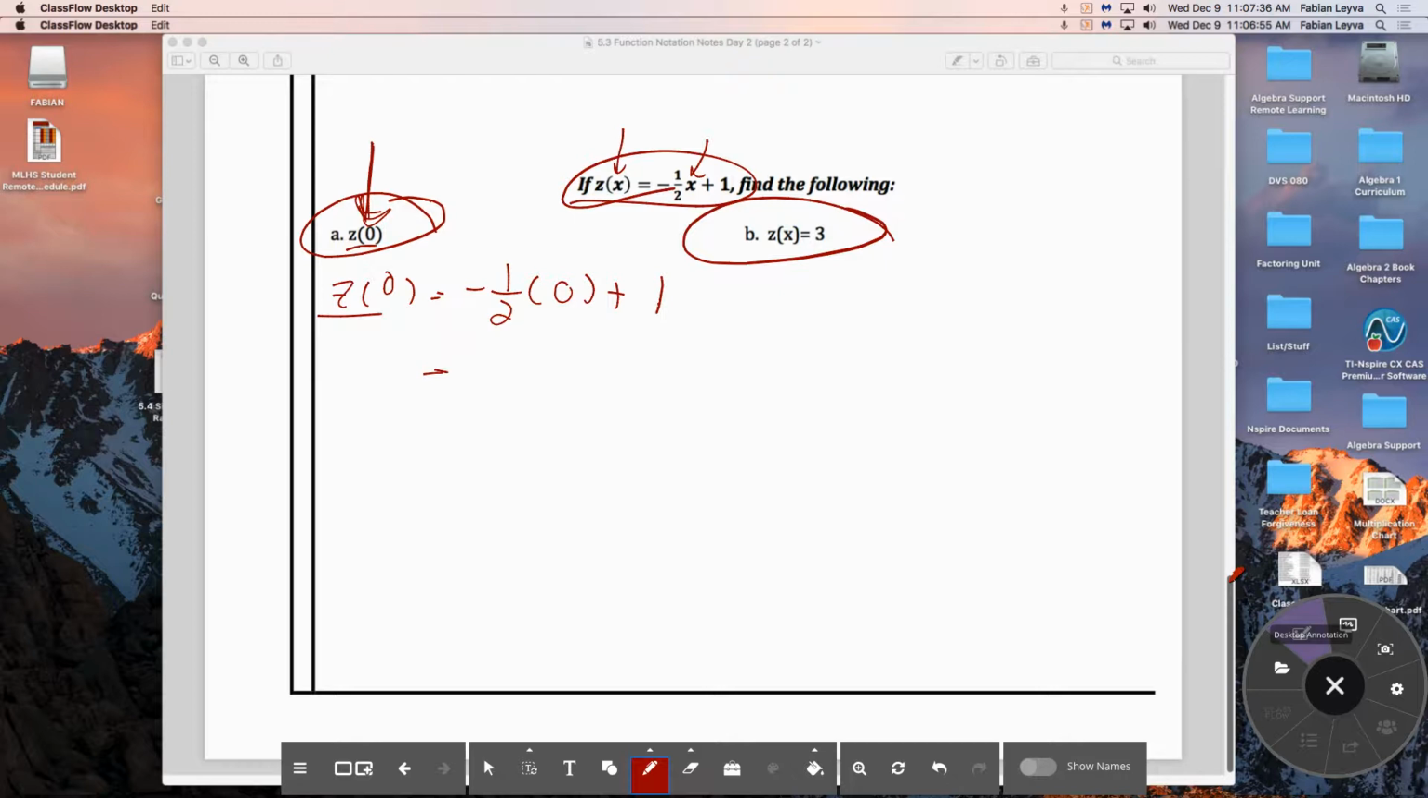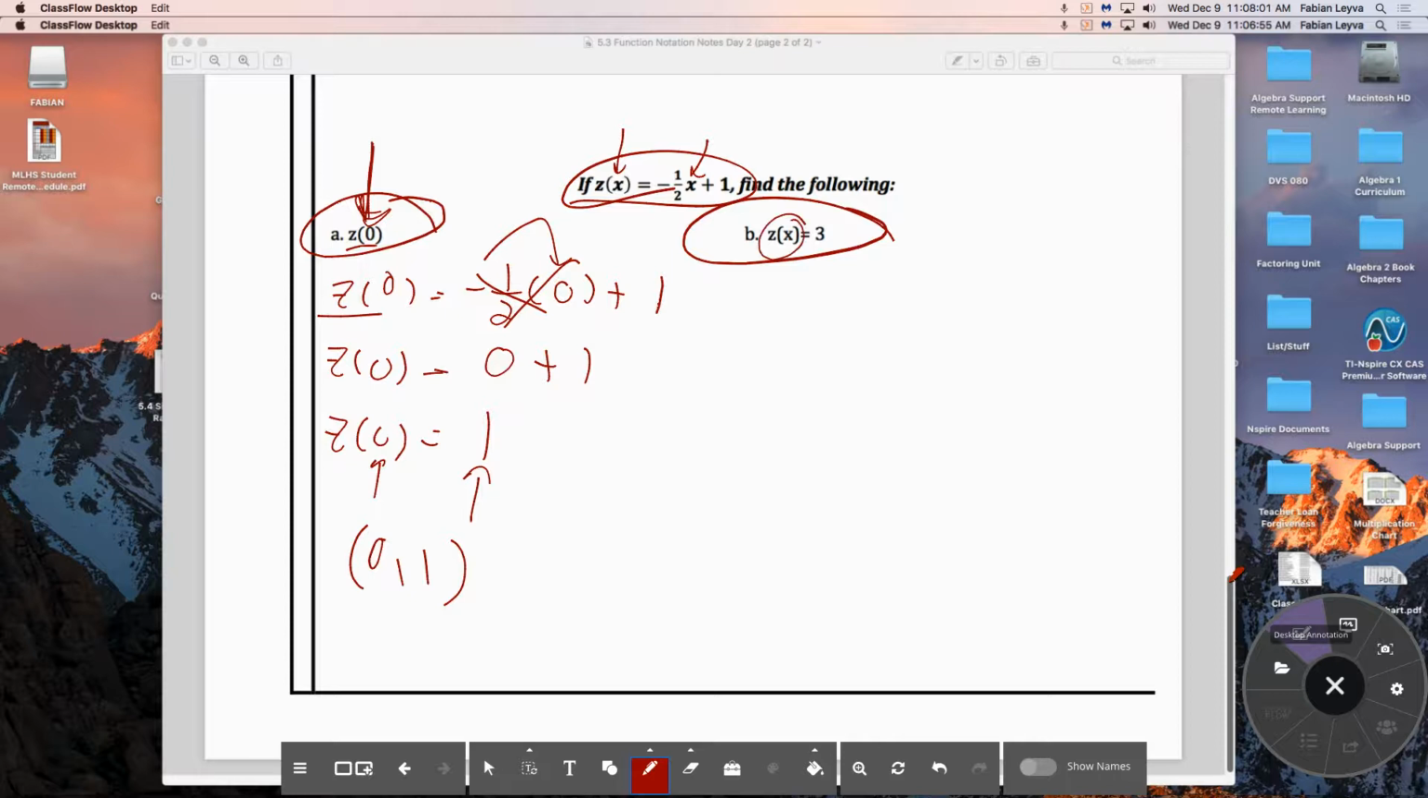Solving for the right side, there's no work inside the parentheses. There's no exponents. There is multiplication. Now, negative 1/2 times 0, anything times 0 is 0. So these technically become 0. You're going to add 1. Then 0 plus 1 is 1. So you found z of 0. You found the value of your function when x equals 0, which is a positive 1. If you were to put this in an ordered pair, you would end up with 0, 1.